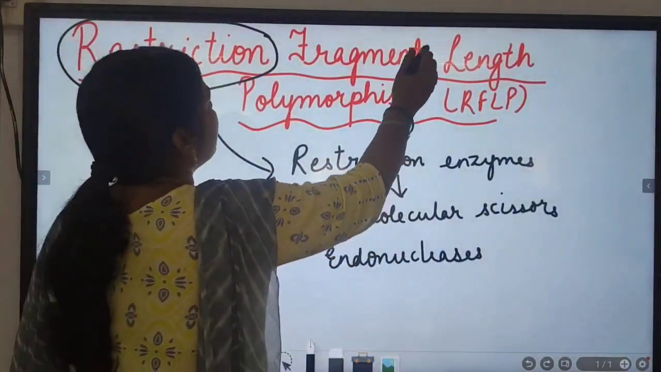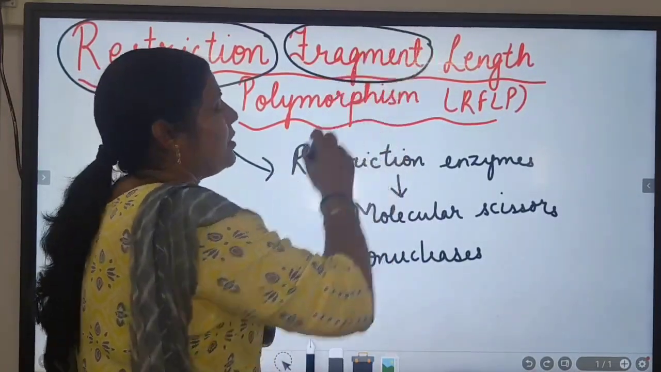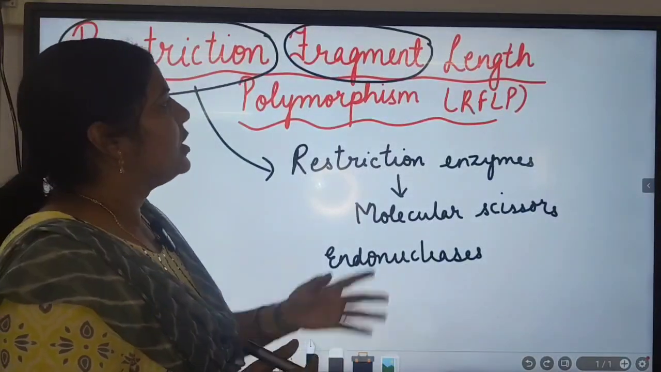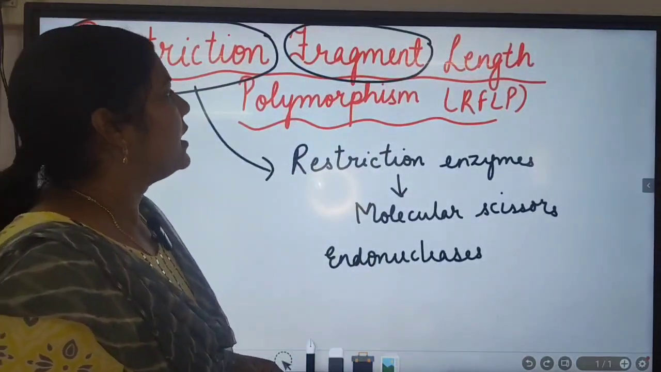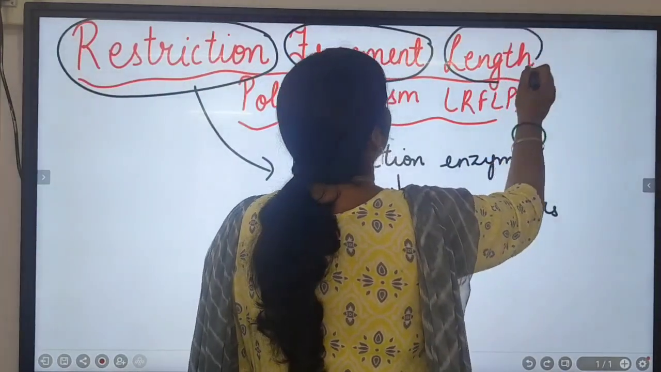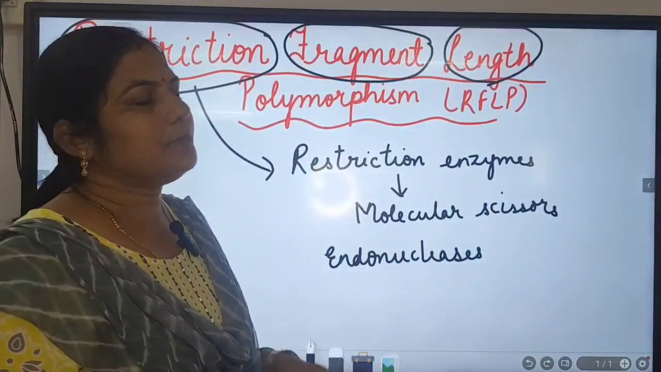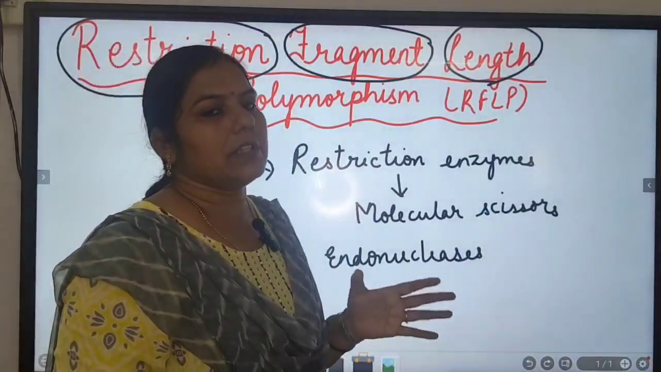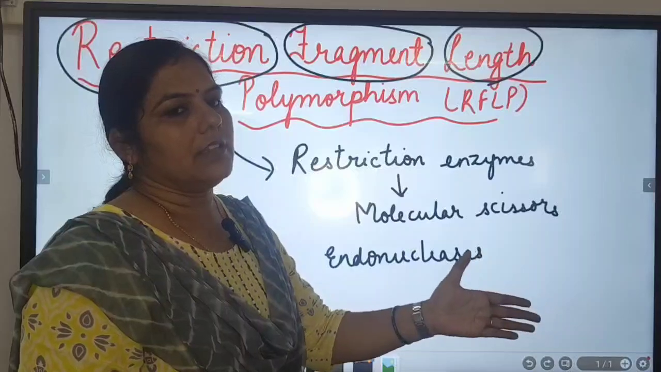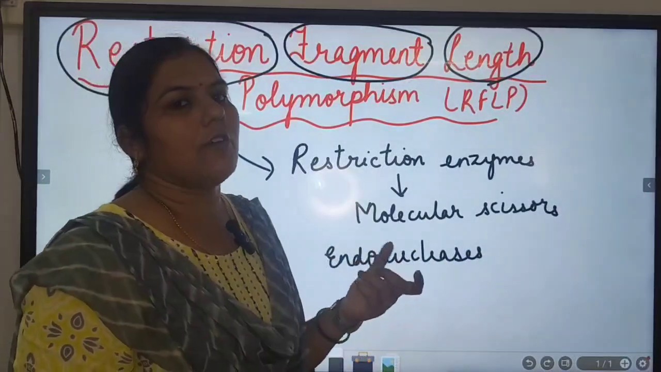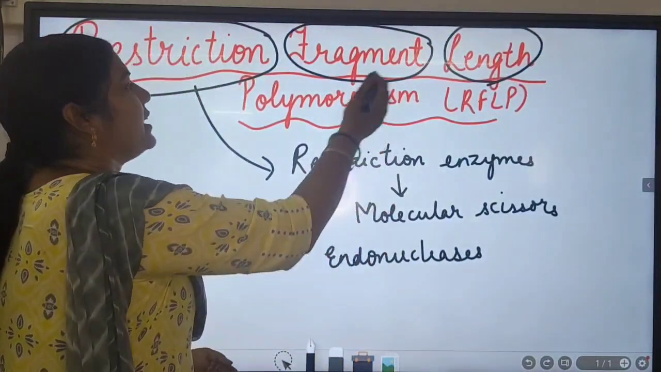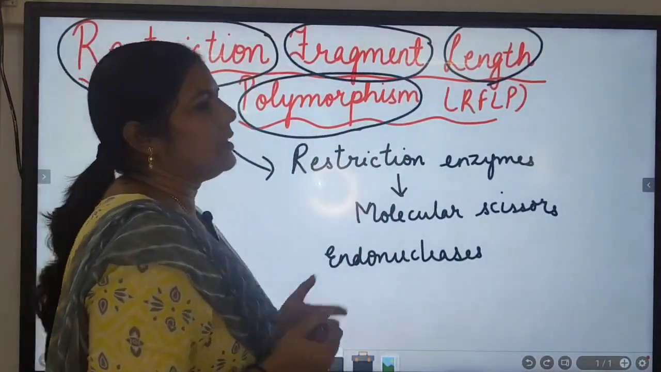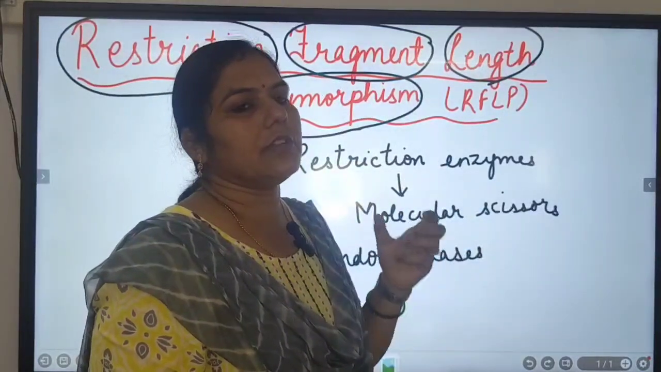Now the second word, fragment. If we cut DNA with the enzymes, then fragments of DNA will be produced. So this fragment comes from there. Then the third term, length. The length of the fragment means if a DNA is cut with these enzymes, then some fragments will be generated which will have more length, and some fragments will be generated of shorter length. So this length comes from there, and this polymorphism term comes from the fragments and the lengths which are generated.